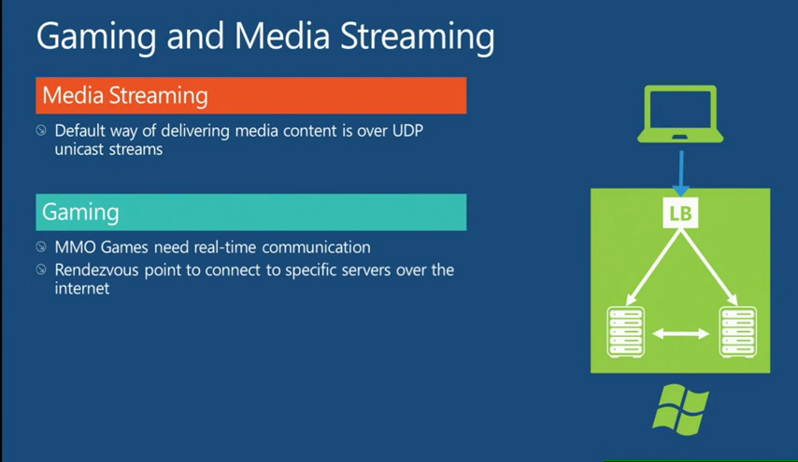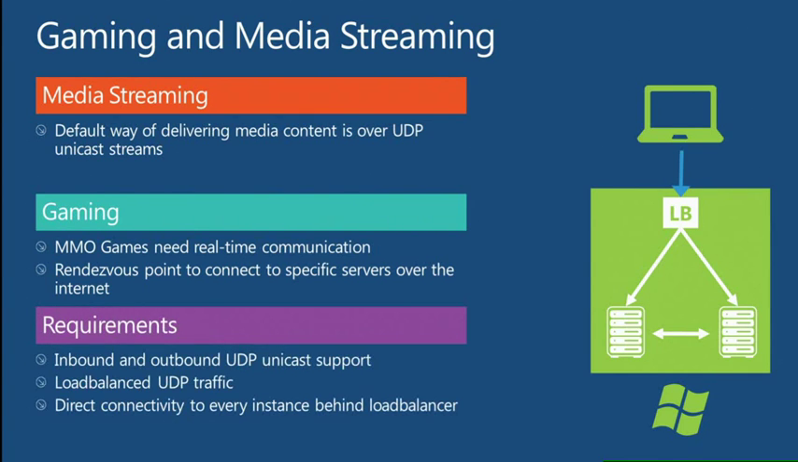In addition to UDP, Philip also wanted the ability to connect to every role instance behind the load balancer, and he's going to show you why he's doing that. But primarily, if you wanted to direct traffic to a particular instance, you wanted that ability as well. So for that, we actually enabled UDP for virtual machines.